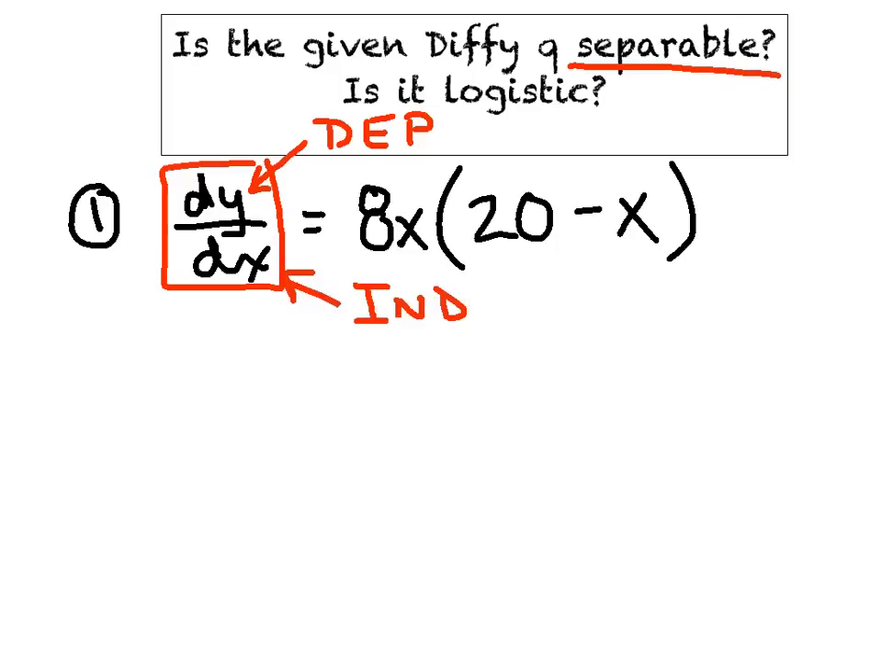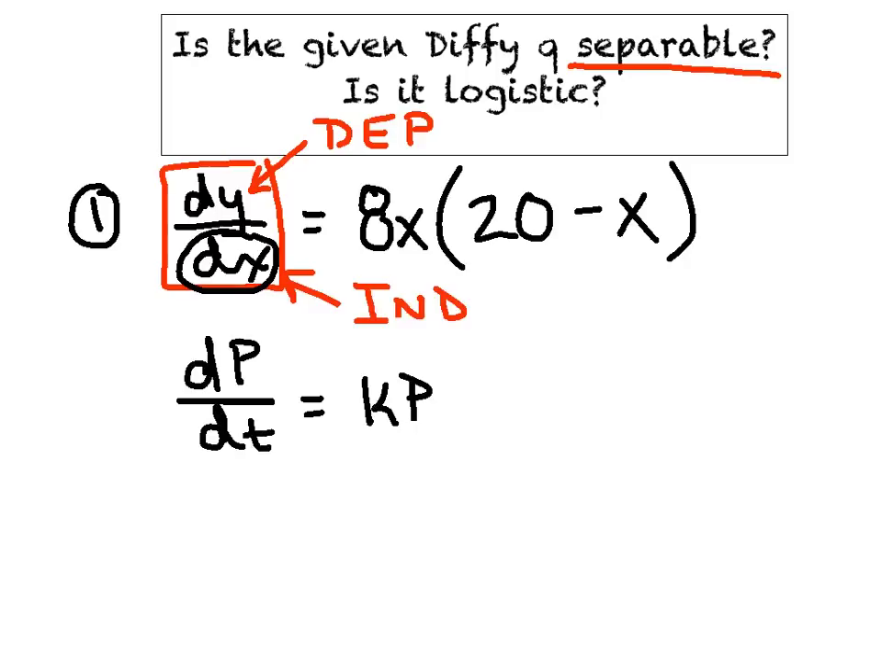Is it separable? I think we'd agree that this is an easy one to decide in our heads. We could simply take the dx down here, multiply it to the other side, and bingo, we've separated all the variables. So now the question is, is it logistic? Well, our logistic model said dP/dt is equal to k times P times (M minus P).